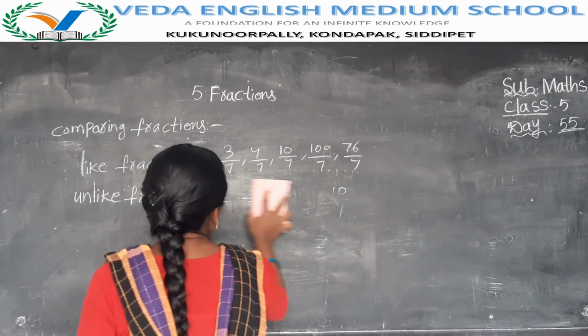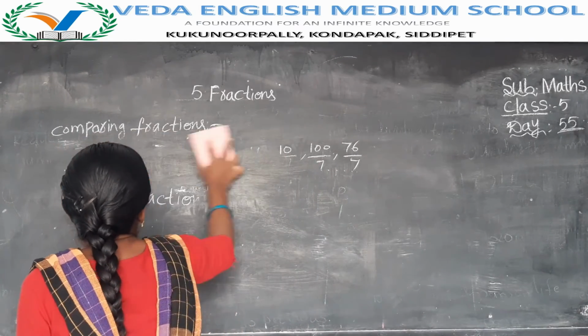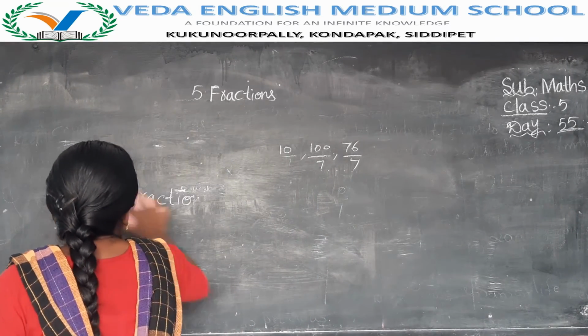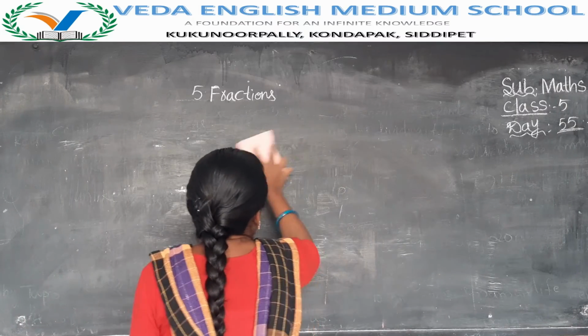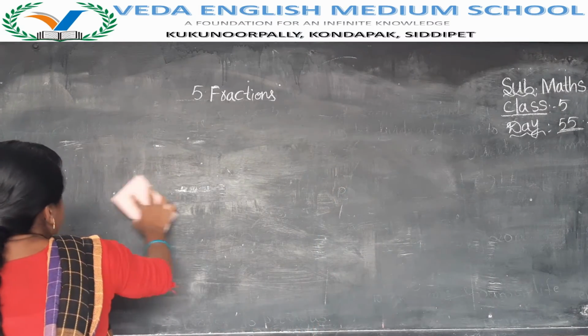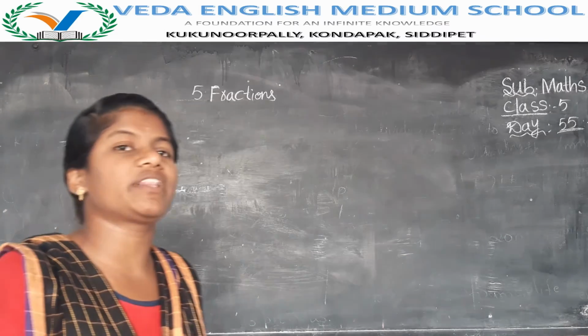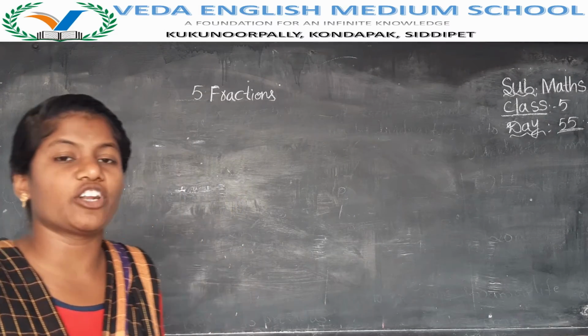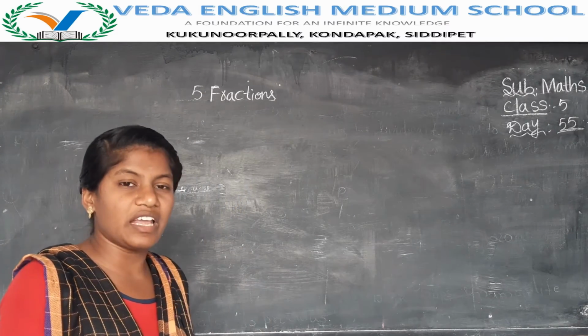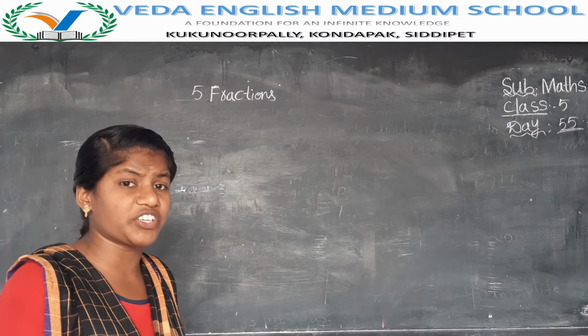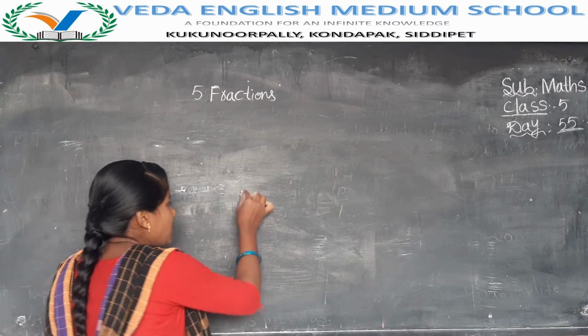Already we have learned about LCM in our previous class. What is meant by LCM? Least common multiple. What is meant by like fractions? If the denominators are equal, then they are called like fractions. If the denominators are not equal, then they are unlike fractions. How to compare like fractions? If the denominators are equal, for example 3 by 21 and 19 by 21.